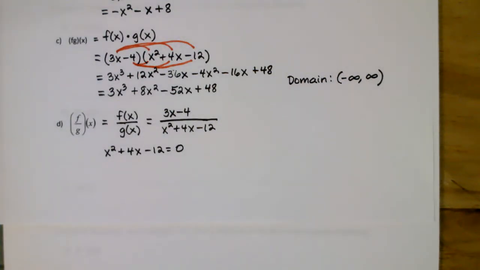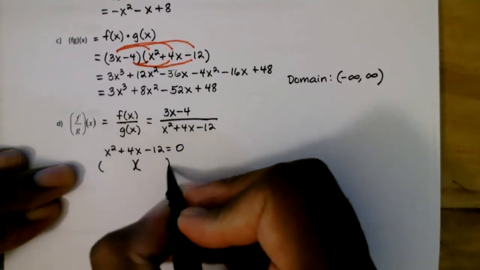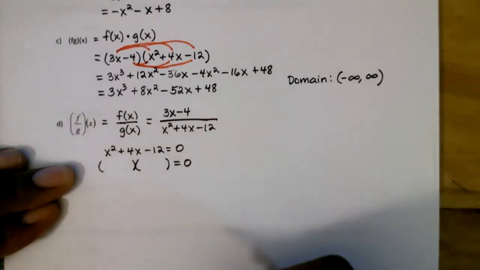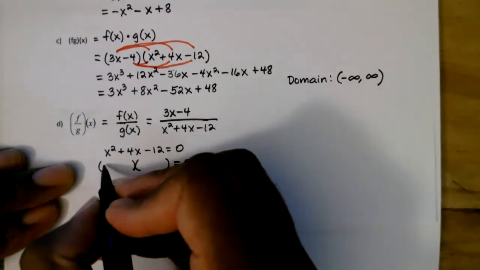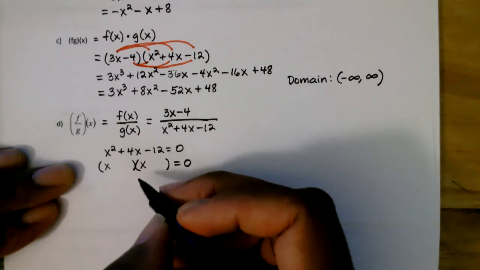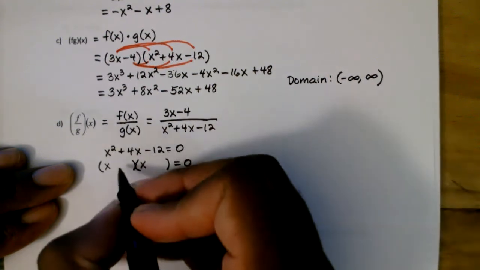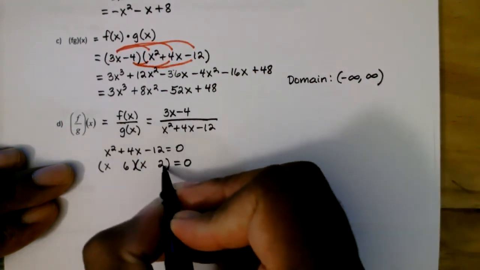Let's see here. It is 3 terms. It's a quadratic, so I can try to factor this into 2 binomials. The x squared, I can break that up as x and x. Let's see, I need factors of negative 12 that's going to give me a plus 4x. Well, let's try 6 and 2.